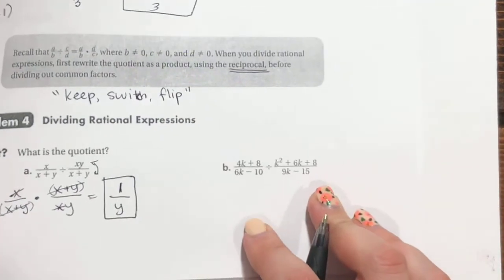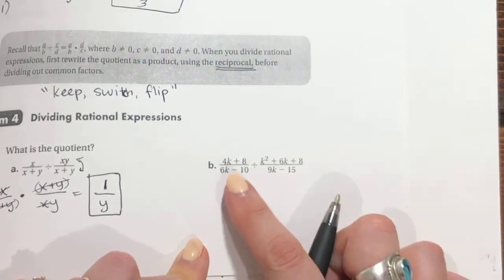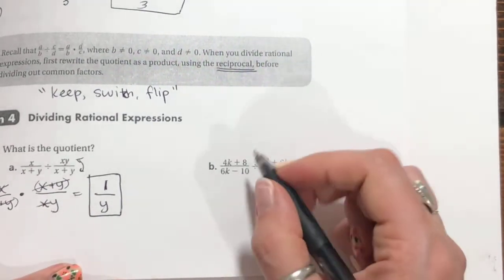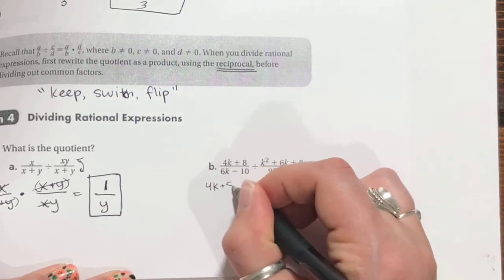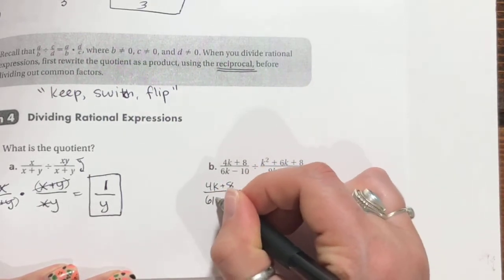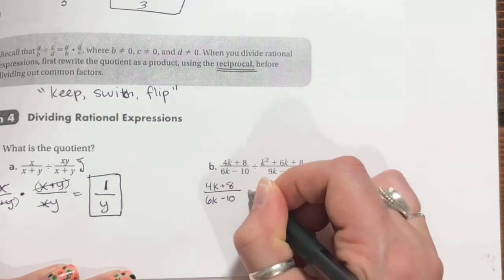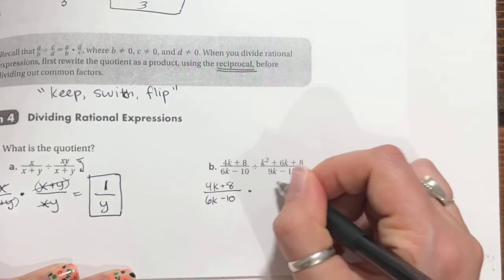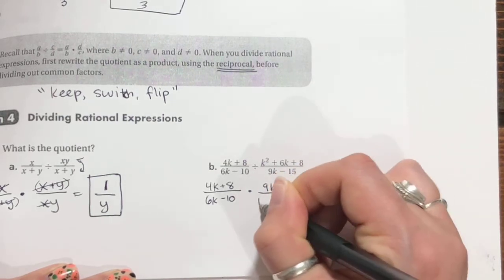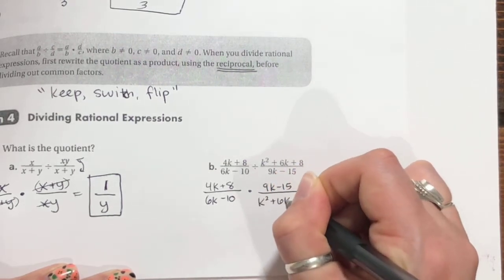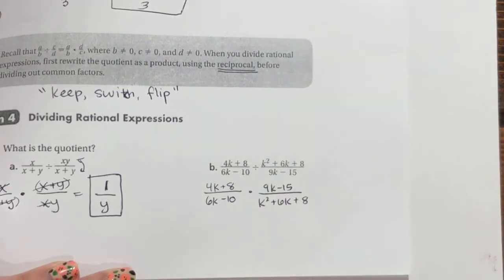Okay, that was kind of an easier one because we didn't have to reduce it all. Let's look at this one. We're still going to keep the 4k plus 8 over 6k minus 10, change it to a multiply, and then flip this one upside down. So 9k minus 15 is on the top, and k squared plus 6k plus 8 is on the bottom.